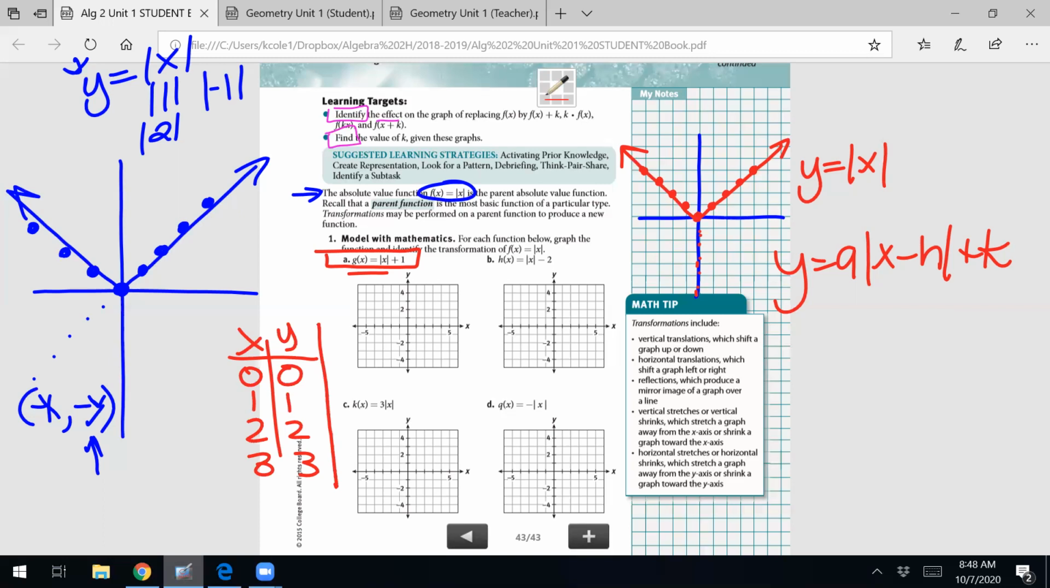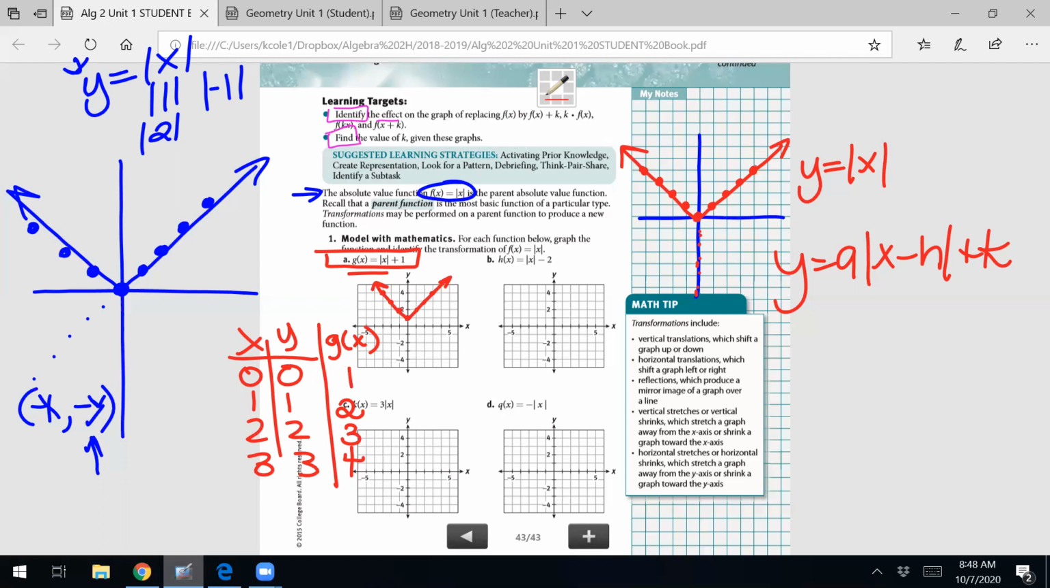Okay. Then if we plug in 1, what's the absolute value of 1? 1. 1 plus 1 is 2. So each of your y values are going to increase by 1. So what that's going to do is it's going to take that parent function and shift it up 1 place. So your absolute value graph just shifts up. +1, it just shifts up 1 place.